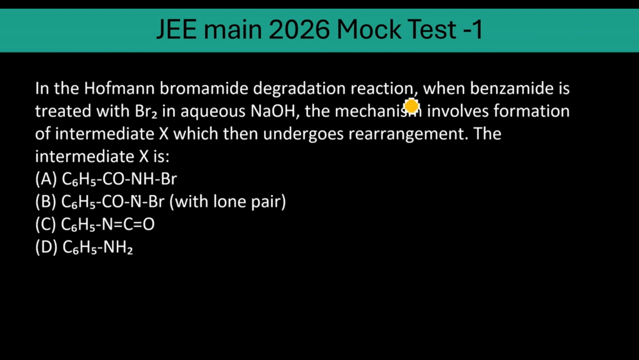In the Hofmann bromide degradation, when benzamide is treated with Br2 in aqueous NaOH, the mechanism involves the formation of intermediate X, which then undergoes the rearrangement. The intermediate X is, before rearrangement, I want an intermediate X. Right? If you followed our channel, you must know this Hofmann bromide degradation method. The mechanism goes.